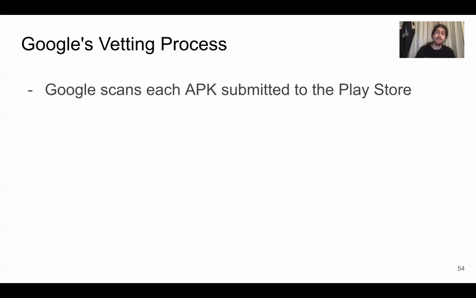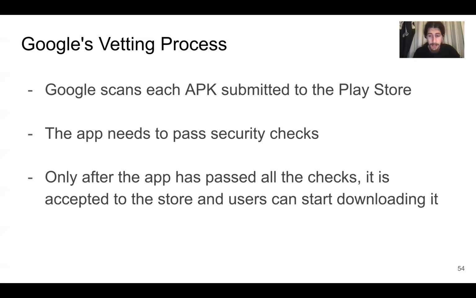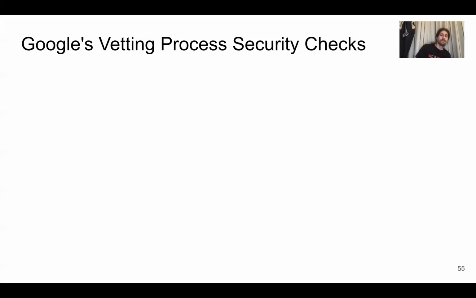The idea is that once you submit an app to the Play Store, Google scans each APK that is submitted, okay? The app needs to pass security checks, and only after these checks are passed is the app available for the users. If the app doesn't pass the check, then it's not published. So the checks need to be passed. And from a very high level overview, what do these checks do?